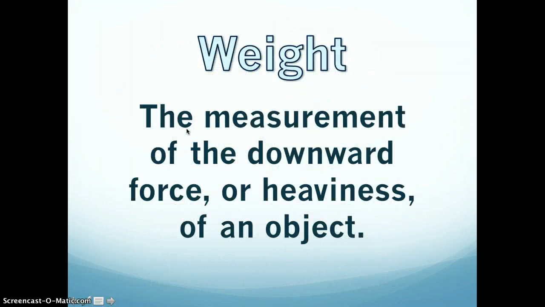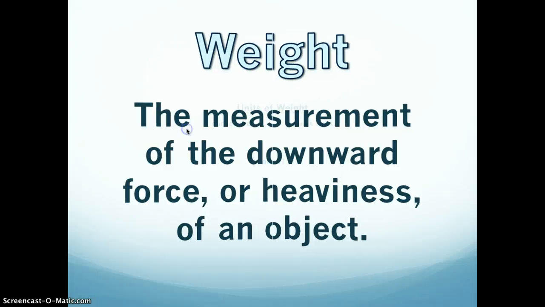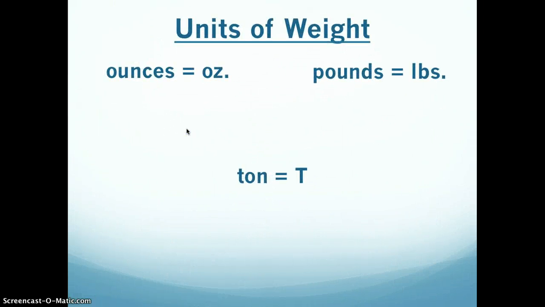All right, our next unit of measurement is weight, the measurement of the downward force or heaviness of an object. So how heavy or how light an object is. It's very similar to mass like we talked about yesterday. The units of weight that we're going to be discussing for customary measures are ounces, pounds, and a ton.